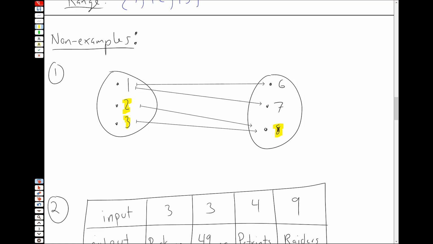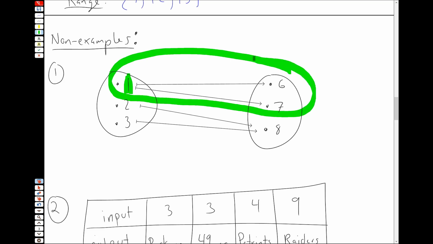Functions can send 2 inputs to the same place. That's okay. The problem with this picture here is really the 1. Okay, what's happening to 1? This thing is sending 1 to 6 and 7, and that's breaking the rule of functions. Remember, functions can only send an input to exactly 1 output. Okay, so this is where this thing is going horribly, horribly wrong. Okay, so this would not be a function.